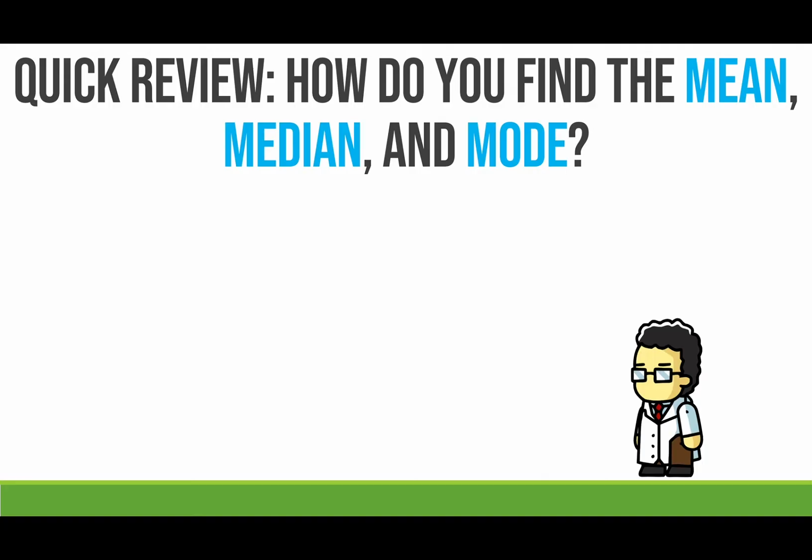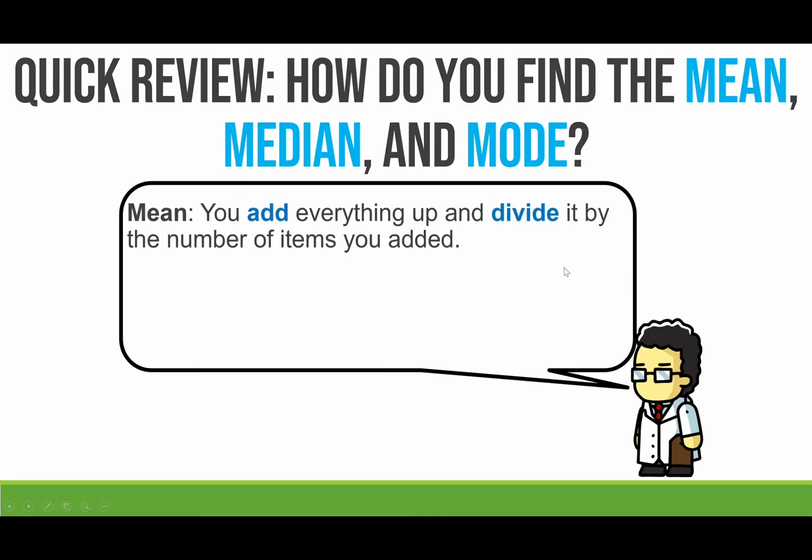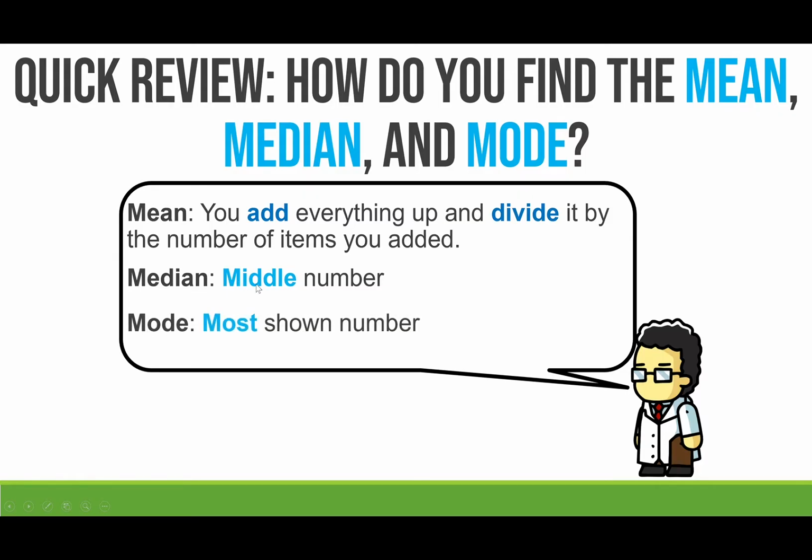Hopefully you guys remember this from chapter 9, last chapter, right? To find the mean, basically you're finding the average. You're going to add everything up and divide it by the number of items you added. Median, well, you have to order the numbers from least to greatest first, and then you're going to find the middle number. Remember, median, middle. And then last one, mode. Mode is the one that shows up the most.